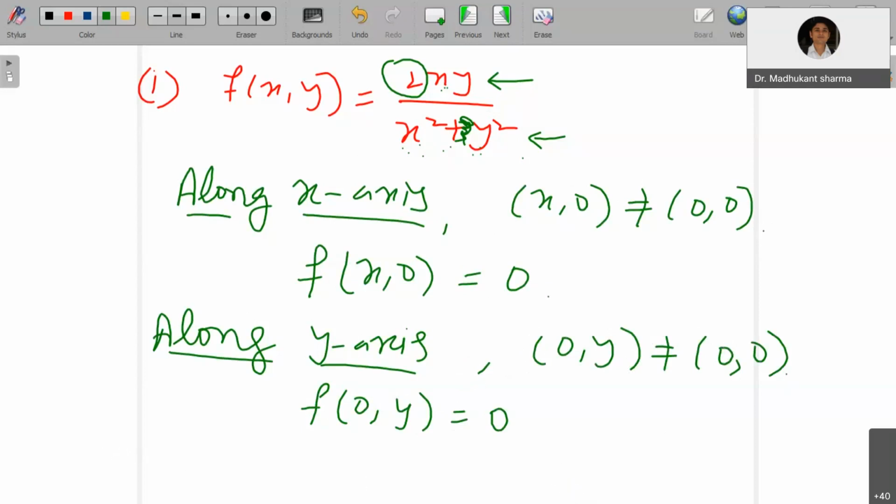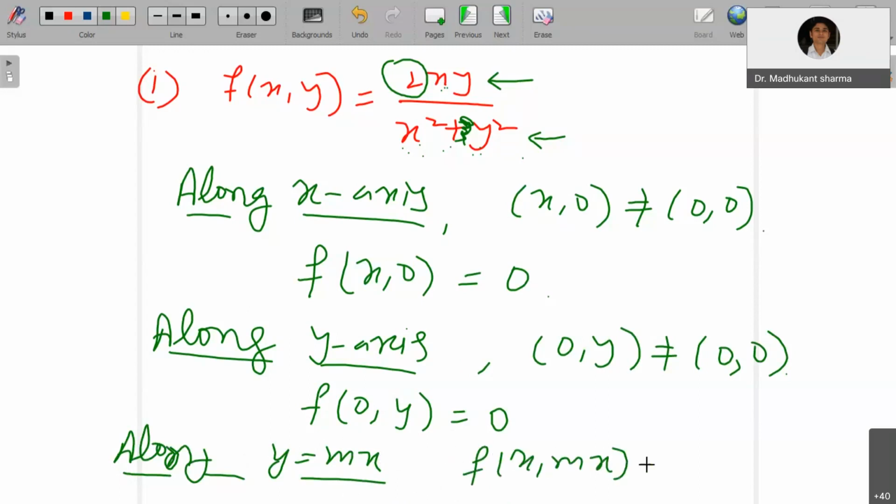Now, again, along y equals mx, the straight line passing through the point (0, 0). So these are infinitely many lines passing through the origin. Then f of (x, mx), replacing y with mx, gives 2 times m x square divided by x square plus y square, which is m times x whole square, so m square x square. Now this x square will cancel out, and what remains is 2m by 1 plus m square.